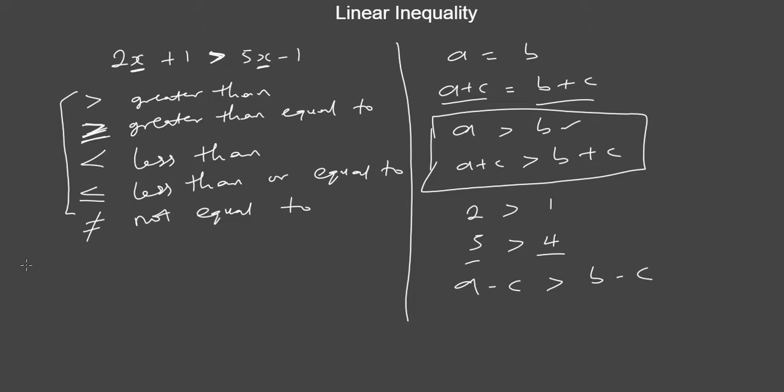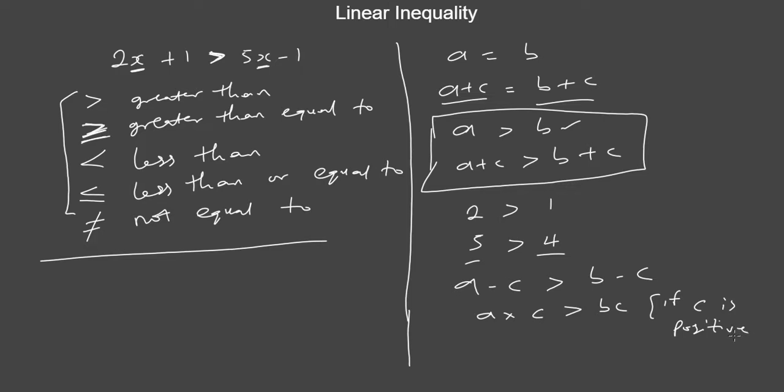So let's take a look at this example. If I multiply A by a positive number, so let's say A times C, this sign will be maintained if C is positive.